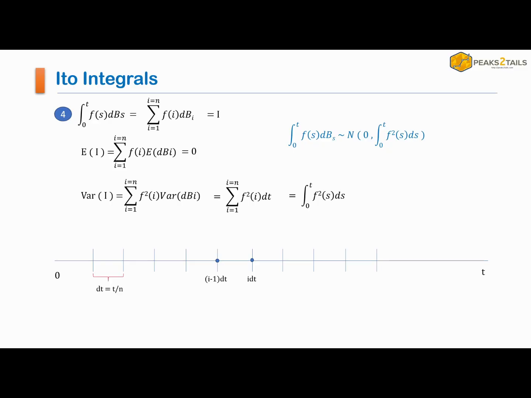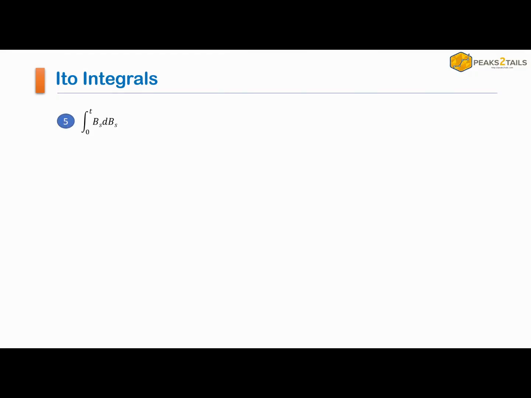What if the integrand itself is a Brownian motion? So this one is actually tricky. It is not straightforward. So we will come back to this one in an indirect way.